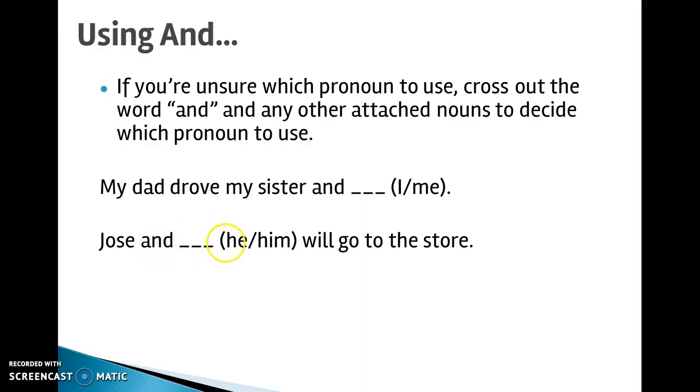"Jose and blank will go to the store." Should it be "he" or "him"? We'll just cross out "Jose" and I would say "he will go to the store," the subject pronoun. I would never say "him will go to the store." So that's a handy trick when you have "and," just cross out the thing that's making it confusing.